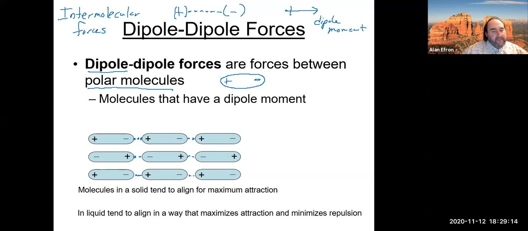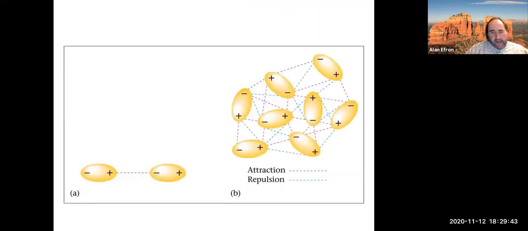When we talk about dipole-dipole interaction, this is the major force that holds together a polar molecule with another polar molecule. What that means is it could be something polar attracted to itself. It could also be two different polar molecules that are attracted to each other using dipole-dipole interaction. And here's a prettier picture of what I was talking about.